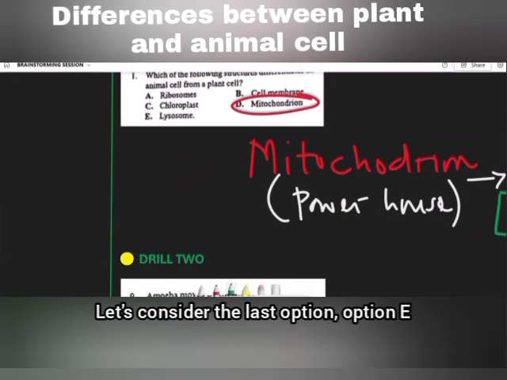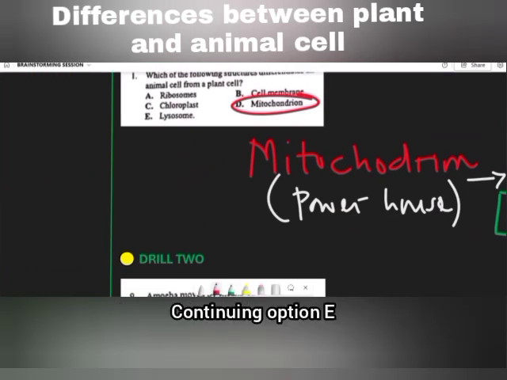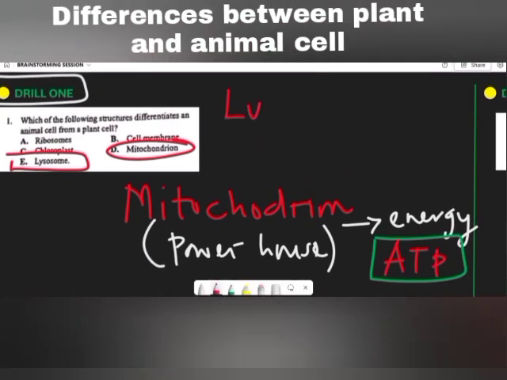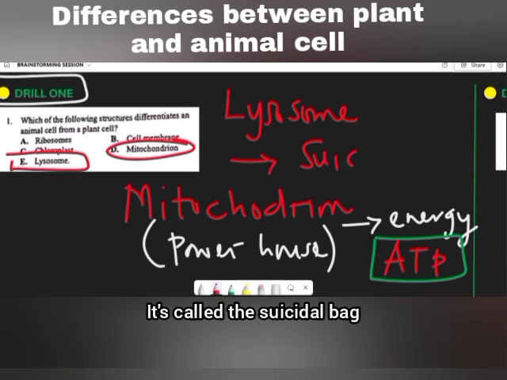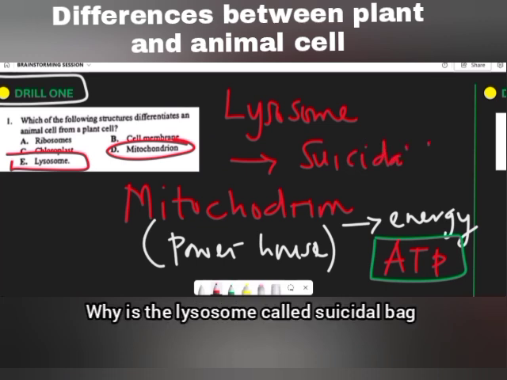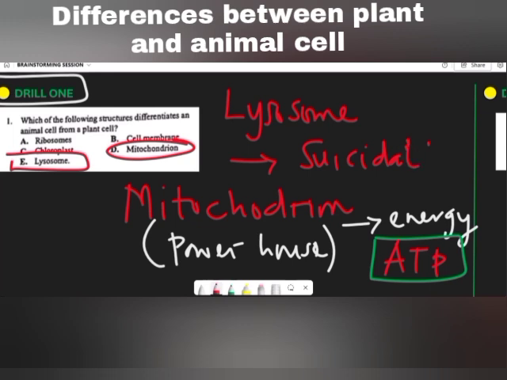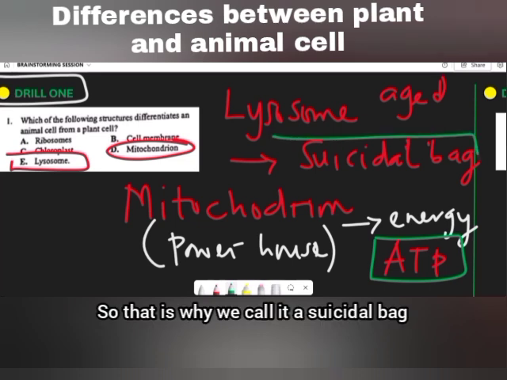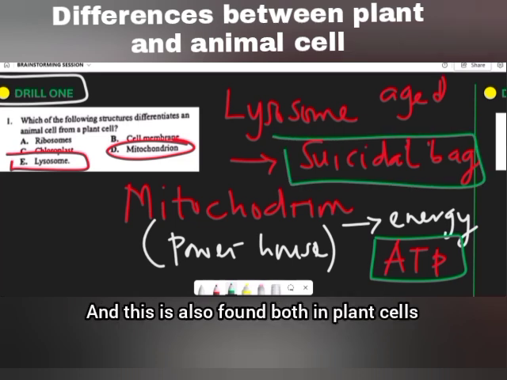Let's consider the last option, option E. Continuing with option E, we have the lysosome. The lysosome is also called the suicidal bag. Why is the lysosome called the suicidal bag? It's called the suicidal bag because it terminates the cell when it is aged. When the cell is getting old, it helps us to destroy the cell. That is why they call it the suicidal bag. This is also found both in plant cells and animal cells.